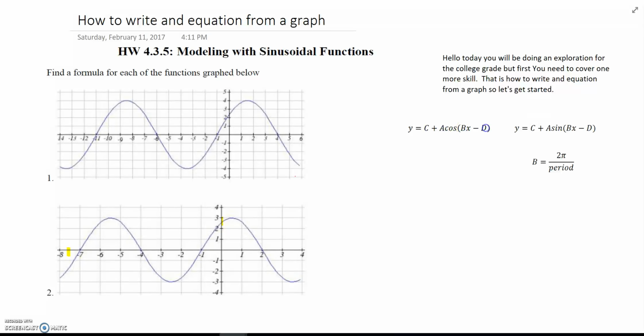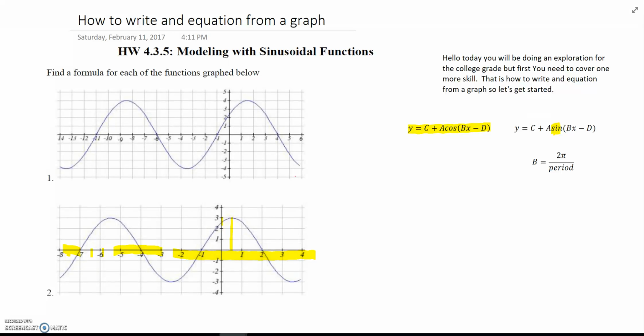So here you have the standard form of the sinusoidal equation: y equals c plus a cosine b(x minus d). Now you notice I also wrote it in sine, because it really doesn't matter what trig function you're looking at, this format stays the same. C is your vertical shift up and down. A is your amplitude, and amplitude is measured from a center line, as so.